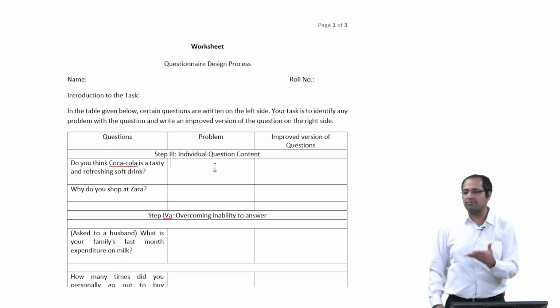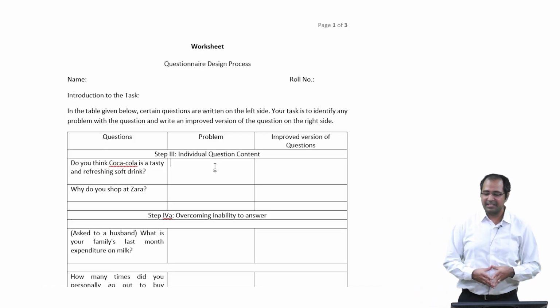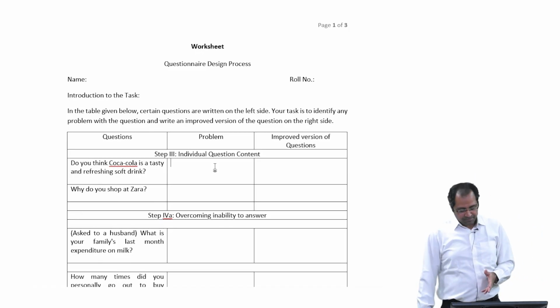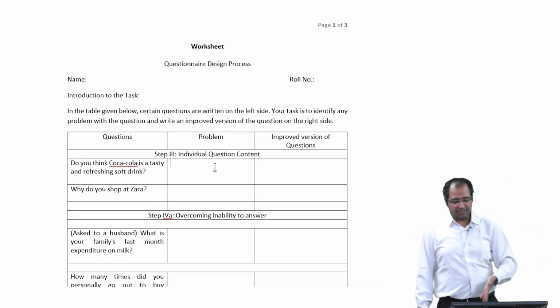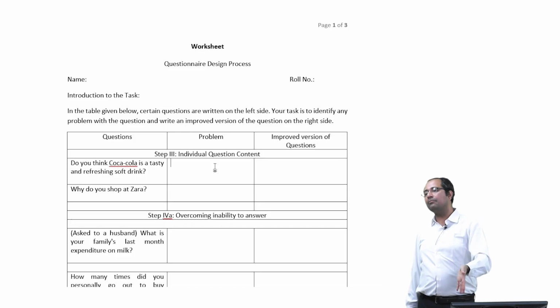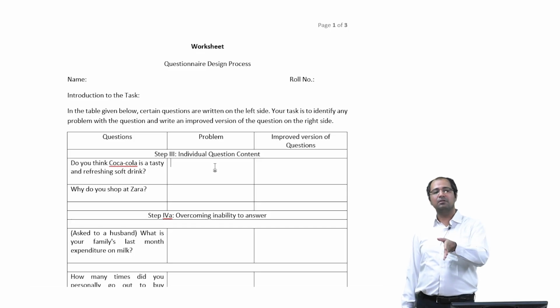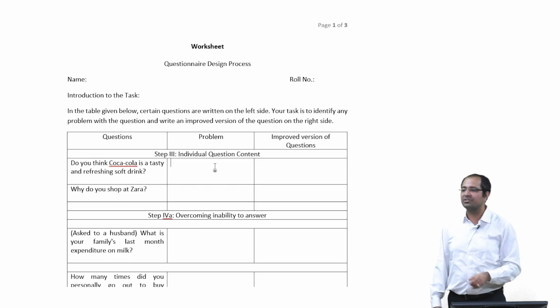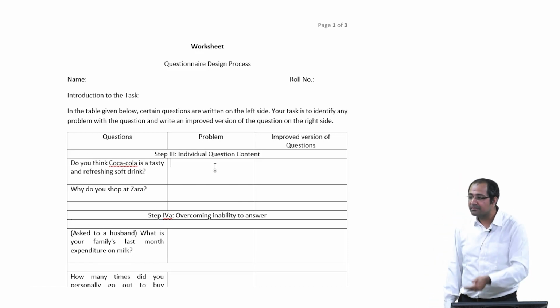So let's look at step number 3. What is step number 3? Determining the content of the individual questions. One of the questions is given on the left side. Some statements, questions are given, and they have some problems. You have to tell me what the problems with them are, so that we know what the popular or common concerns are when we are determining the content of individual questions that need to be taken care of.